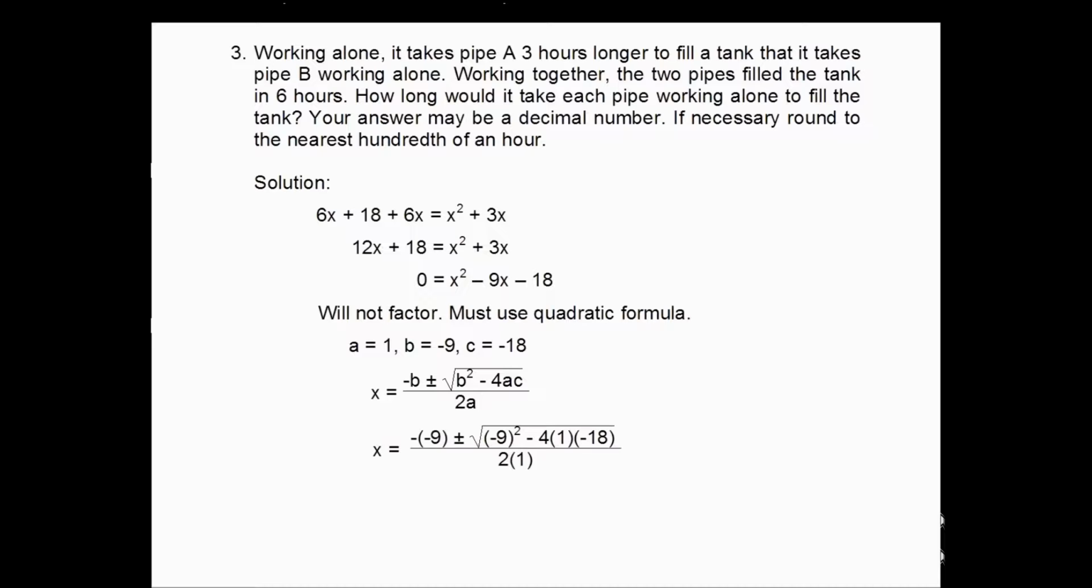Plugging in the numbers, I have negative 9 plus or minus square root of negative 9 squared minus 4 times 1 times negative 18 all over 2 times 1. We crunch, crunch, crunch. We get 9 plus the square root of 153 over 2. Okay, it looks like it's going to be necessary to round.